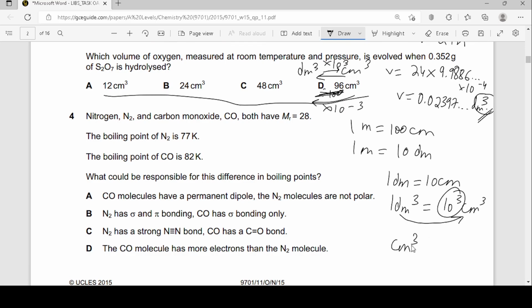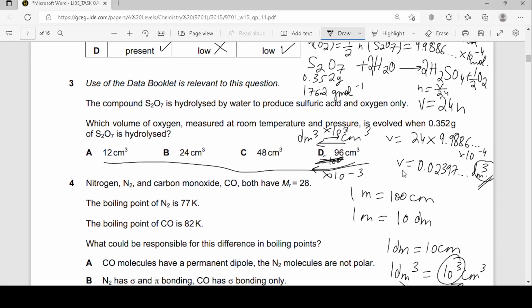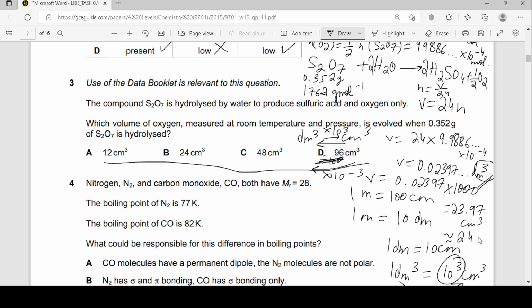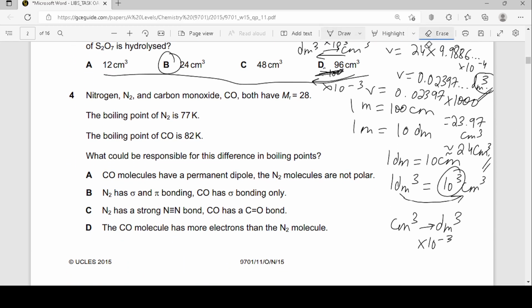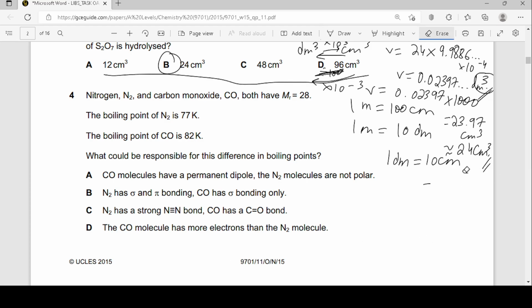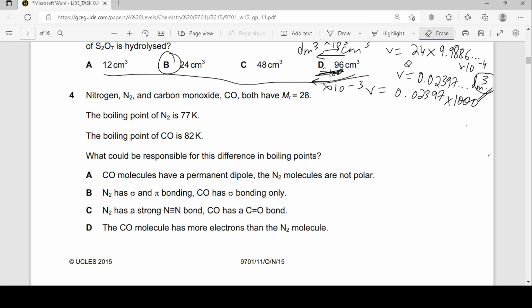And if you want to convert from cm cubed to dm cubed, you will do the opposite, which is into 10 to the power of minus 3. So my point is that if I want to convert this to cm cube, I'll just do 0.02397 times 1000, so I get 23.97 cm cube, which is approximately 24 cm cube, is it not? Which means my answer is B. Great. All right, so that is the answer, and let me erase my artwork over here.